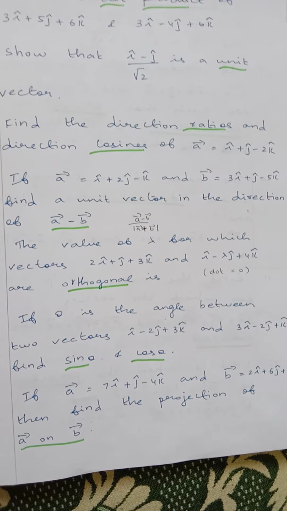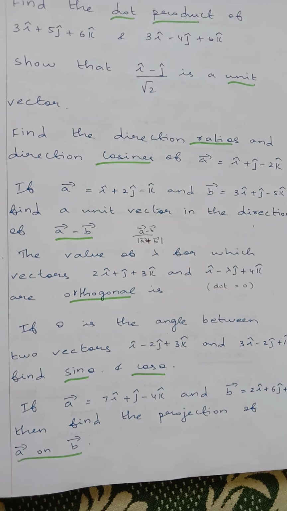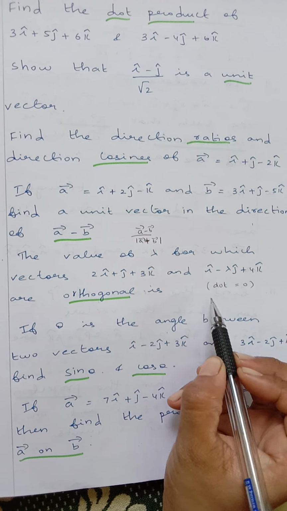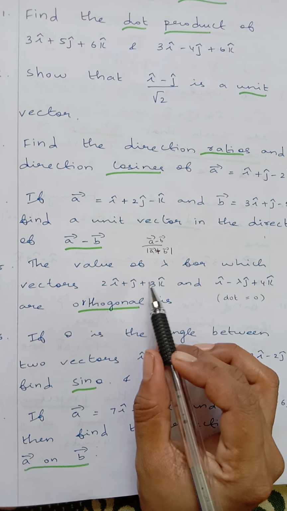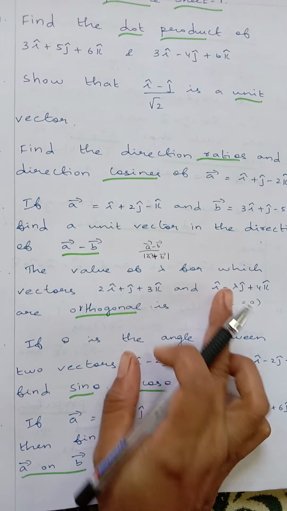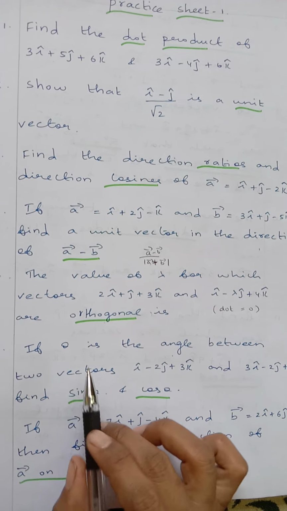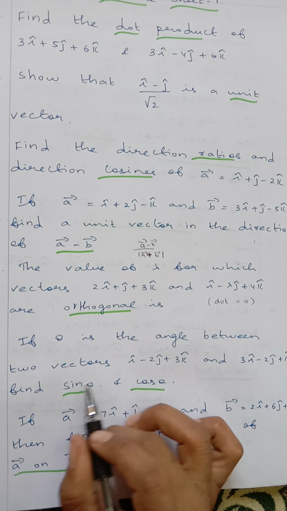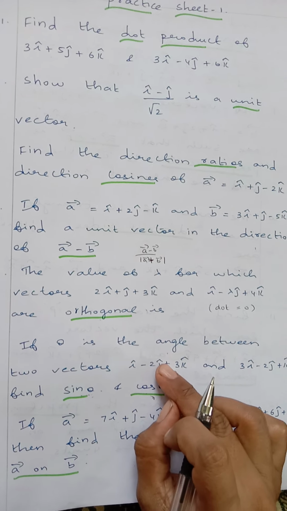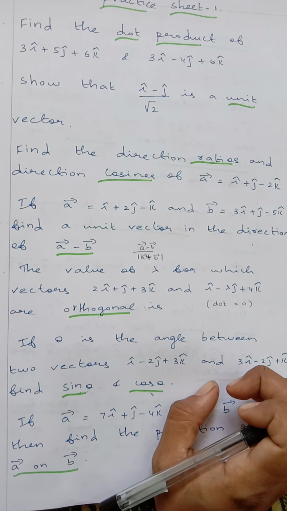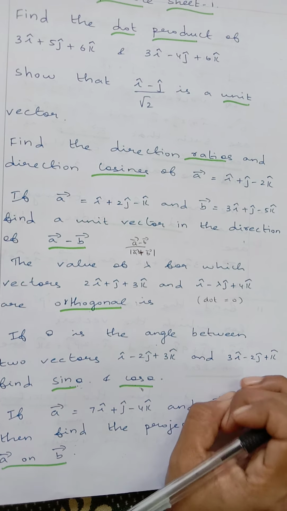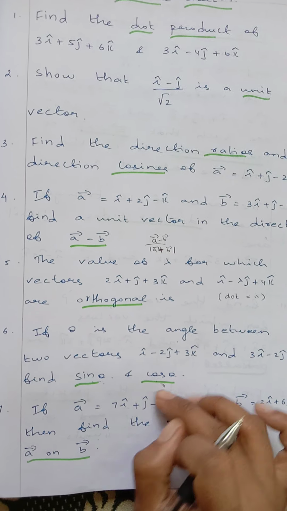The next one is the value of lambda for which the vectors are orthogonal. Orthogonal means their dot product is equal to 0. So you can find the dot product, equate that to 0 and find the value of lambda. Next, if theta is the angle between two vectors, find sin theta and cos theta. You all know how to find the dot product. Cos theta is a dot b by magnitude of a and magnitude of b. The same way sin theta is equal to magnitude of a cross b by magnitude of a and magnitude of b. You can use that formula.